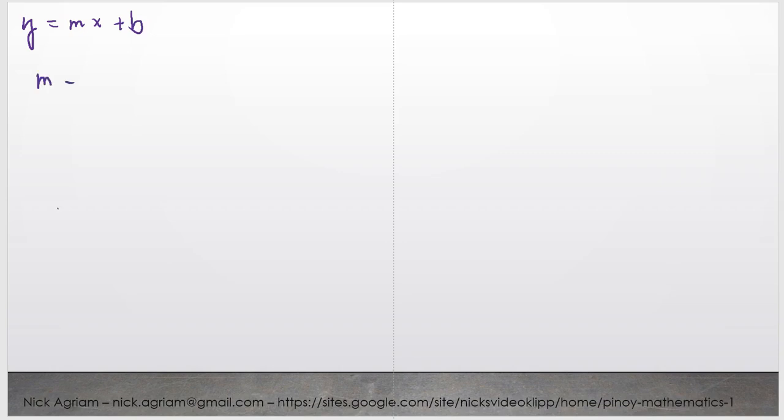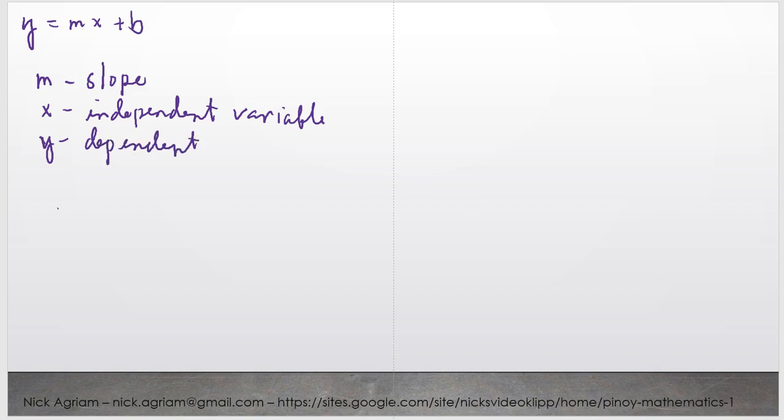M, we call the slope. X is the independent variable. Y is the dependent variable. And b is the y-intercept.